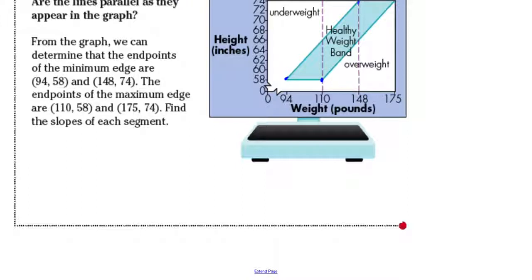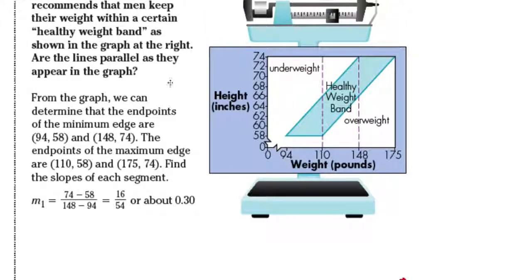So we want to find if they're parallel or not. So let's use the slope formula. Okay, so the slope of the top line, which is 148.74 and 94.58, will be about 0.30 using our slope formula. And the slope for our bottom line will be about 0.25.